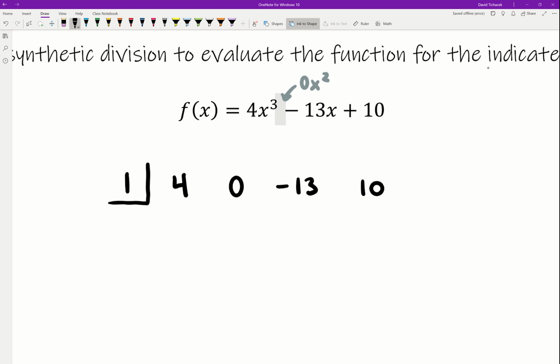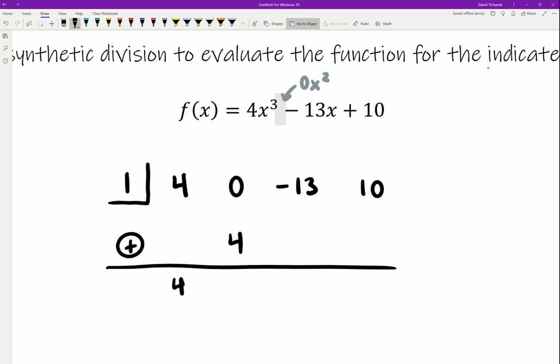So again, if you need more information about how to set this up, I would encourage you to go ahead and take a quick peek at the previous video to this, the 3.3 day 1 video, and that will shed some light on that. But let's go ahead and continue here. So we're going to drop the first number and then multiply and then add and then multiply and then add and then multiply and then add.